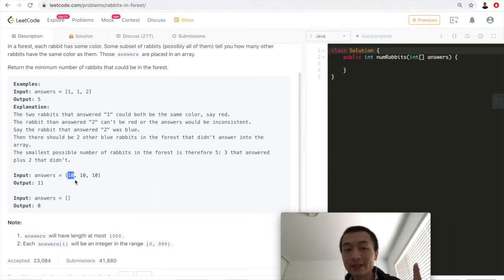Number one, it means that I'm a rabbit, and my color is of color type 10. And number two, second layer of the meaning, there are 10 more rabbits, my peers, of the same color 10 in the forest. I don't know if they answered or not, but I know who I am. I am of the color type 10. That's the first rabbit. But we know at the same time there are at least 10 more rabbits. That means 11 rabbits total, right?